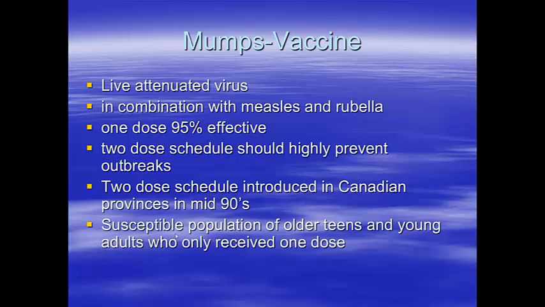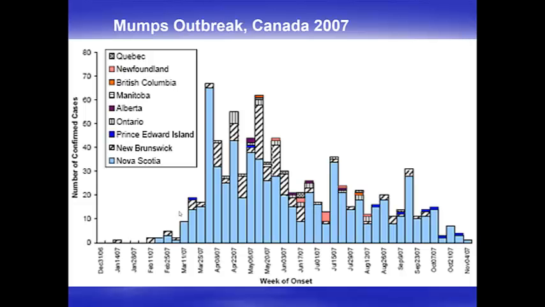If you only got one dose of MMR, by the time you reach your teenage years, 10 or 15 years later, you can have waning immunity and be susceptible to mumps. So in eastern Canada, there was a mumps outbreak related to waning immunity in patients who had only received one dose of mumps vaccine. So this is the outbreak I was referring to. It occurred in 2007, and you see in light blue Nova Scotia had the highest number of cases.